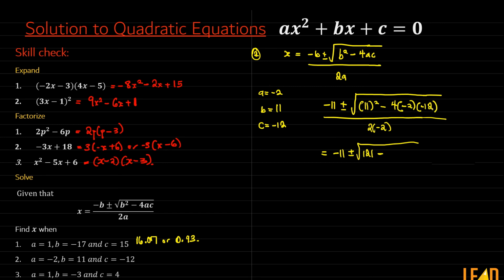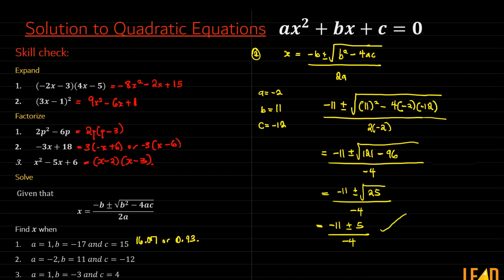Then this will give you 8, and 8 times that would give you 96. So minus 96 over minus 4. So we'd have minus 11 plus or minus the square root of 25, over minus 4, which means minus 11 plus or minus 5 over minus 4. So you could leave your answer this way, or we could figure out what the two possible solutions are. We would have minus 11 plus 5 over minus 4, or minus 11 minus 5 over minus 4.